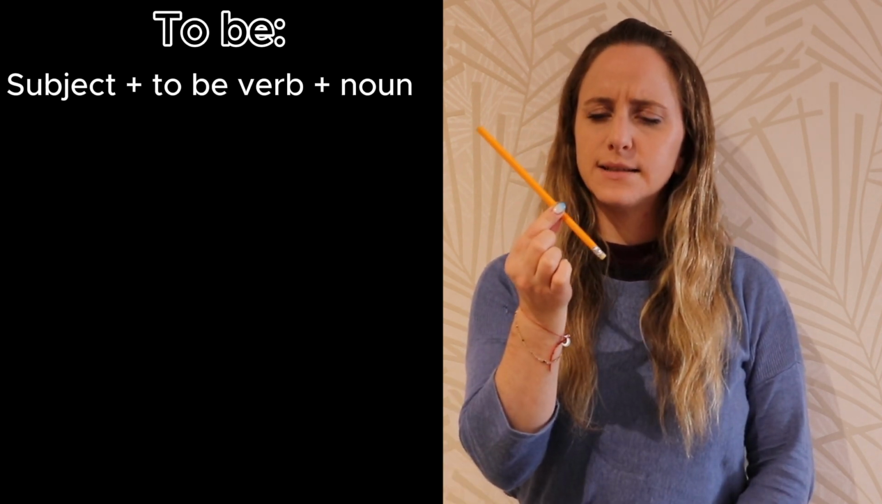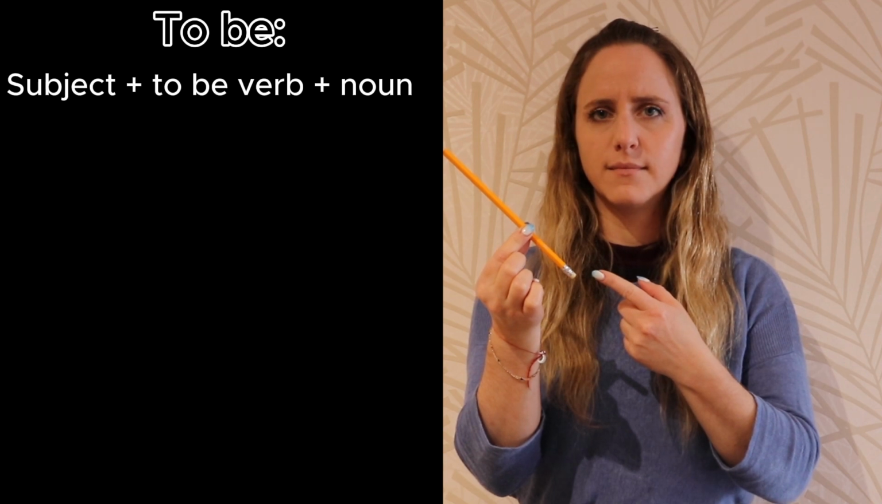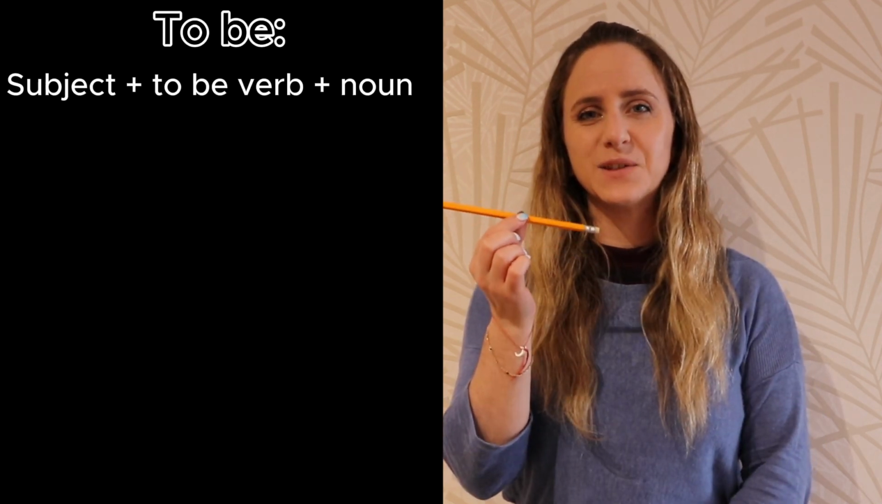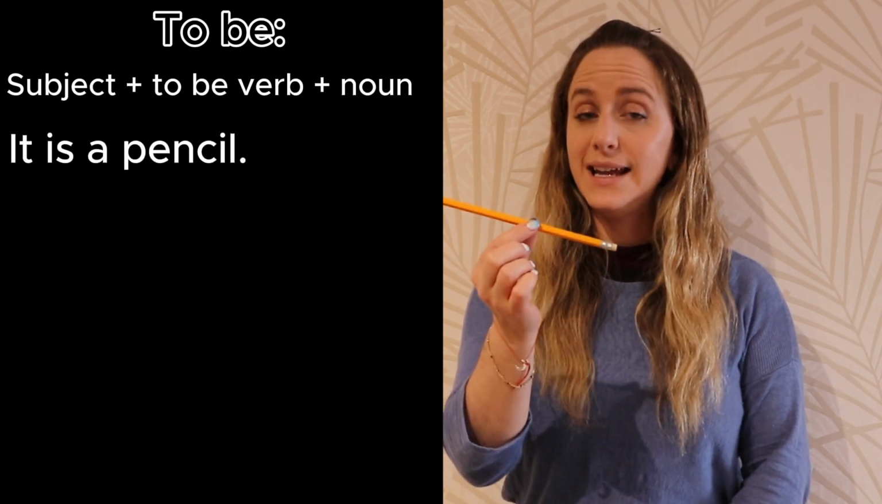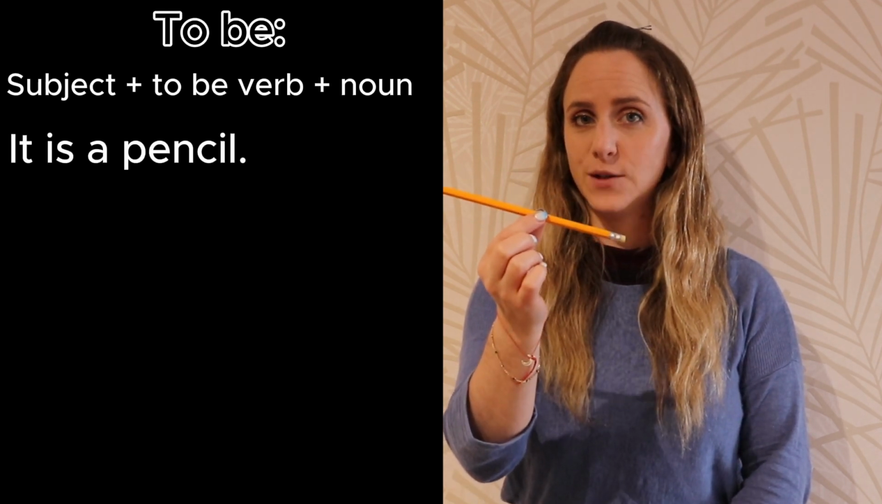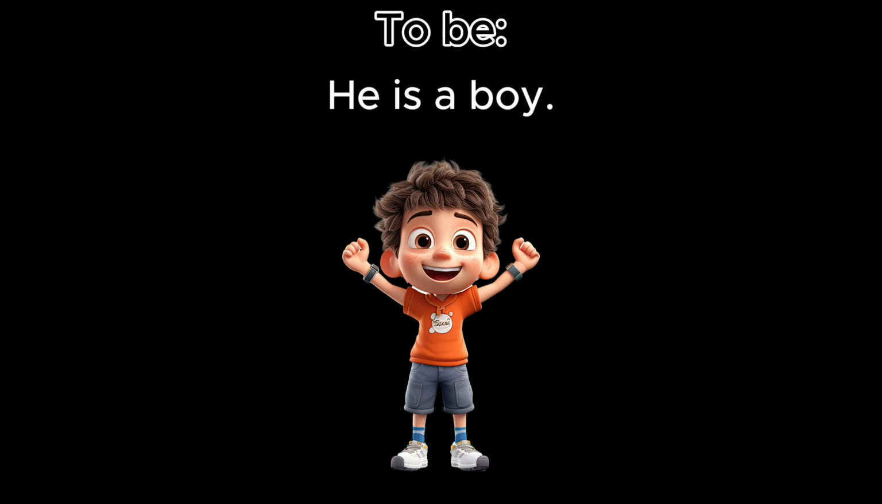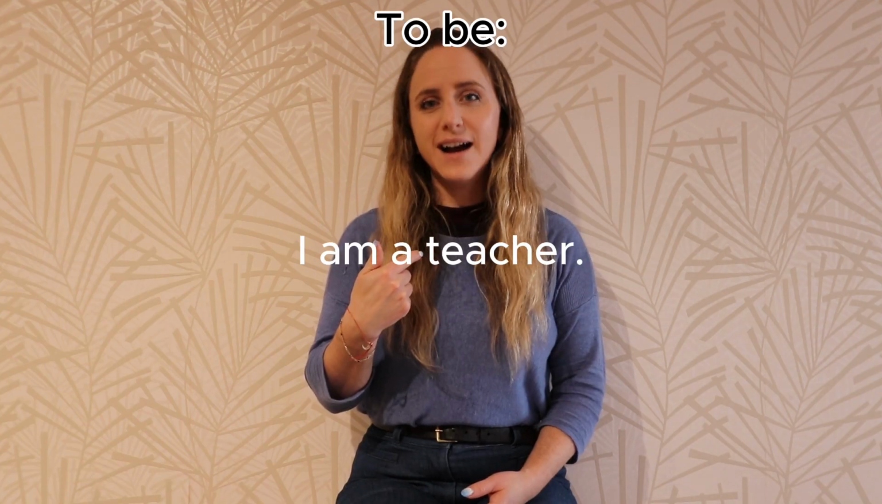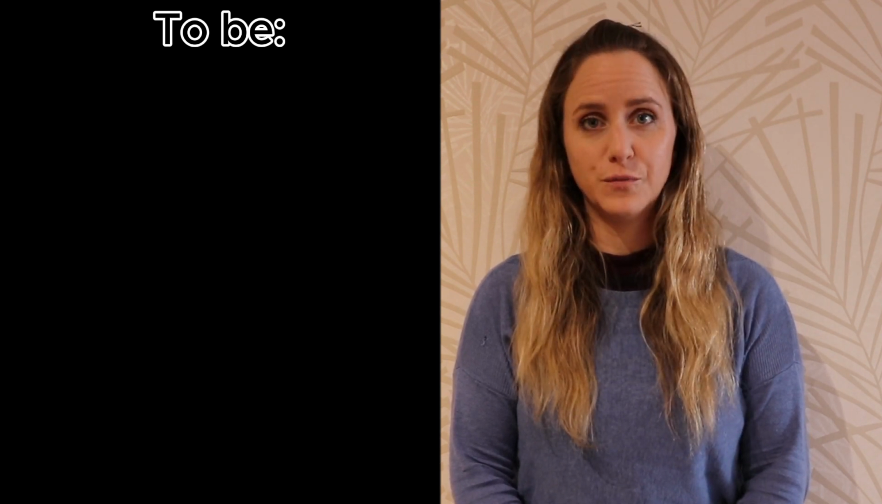What is this? A pencil. Very good. The sentence with to be: it is a pencil. He is a boy. She is a mom. I am a teacher.